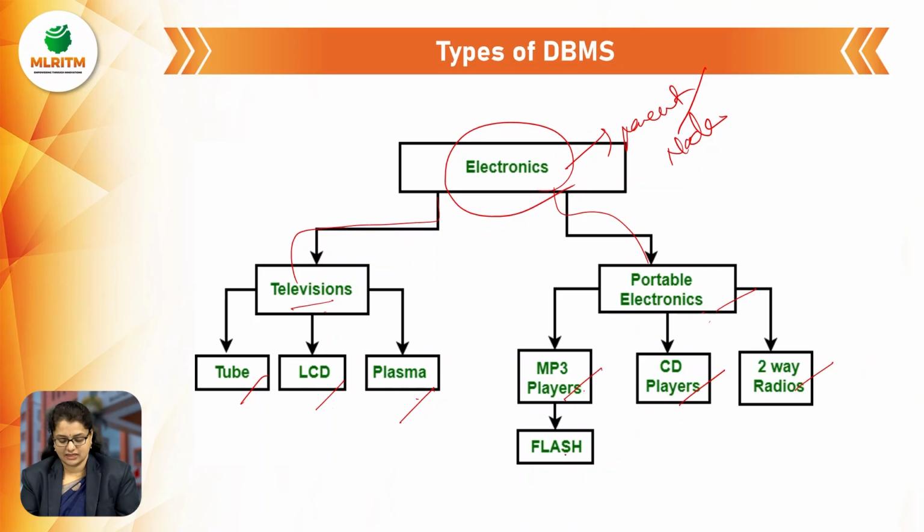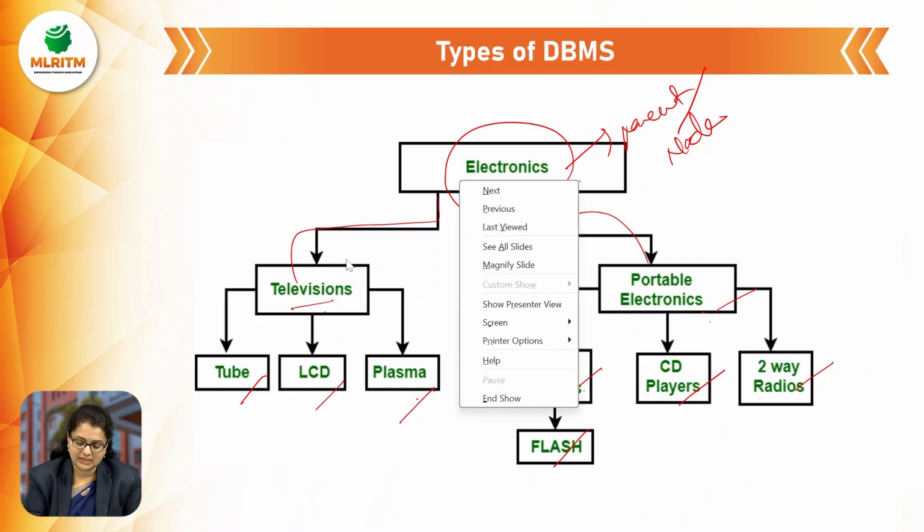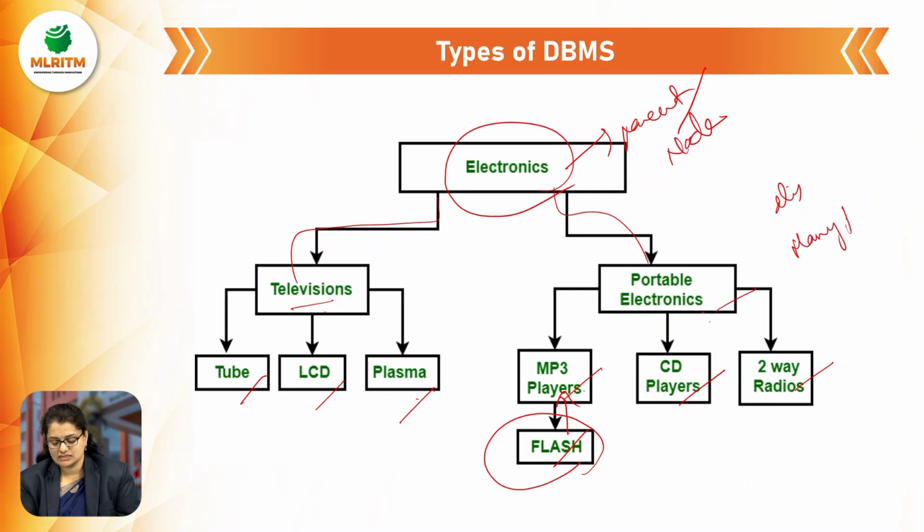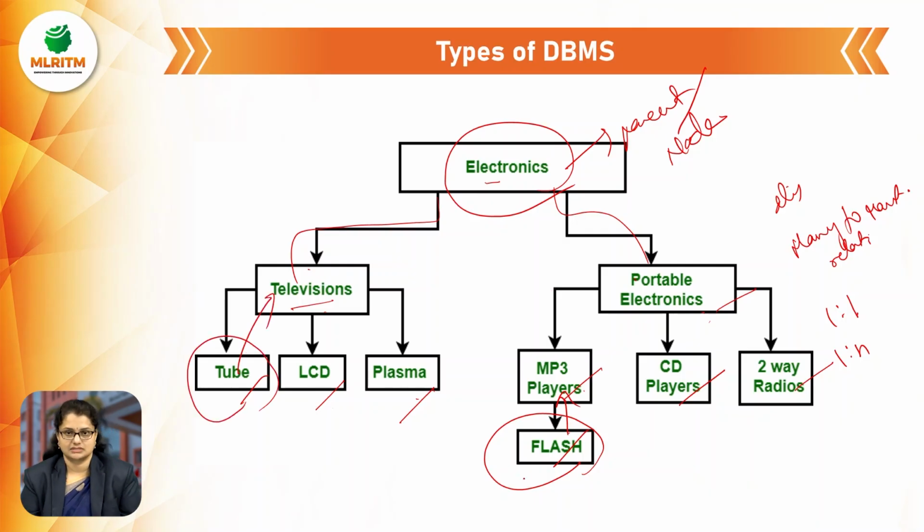MP3 player is again divided into flash. So look here, a parent node contains multiple children, but the children contain only one parent. So that is the difference, and the disadvantage of this hierarchical model is we can't access many-to-many relationships here. We can have a one-to-one relationship in the hierarchical model as well as a one-to-n relationship. So this is a parent node, these are the child nodes. Every child contains one parent master.